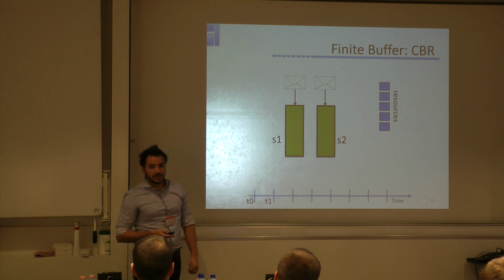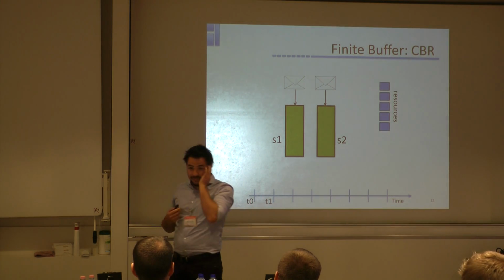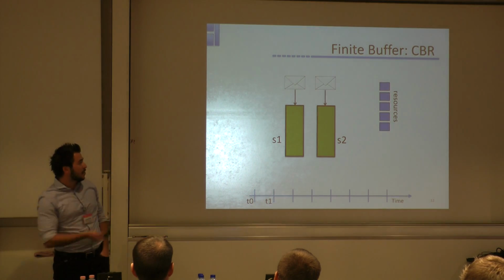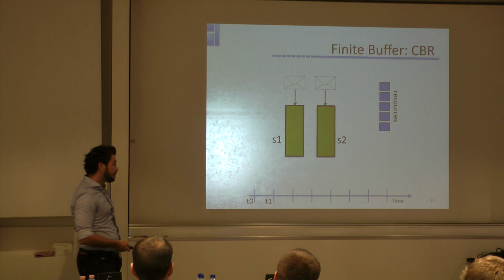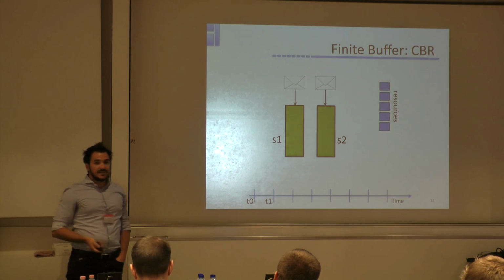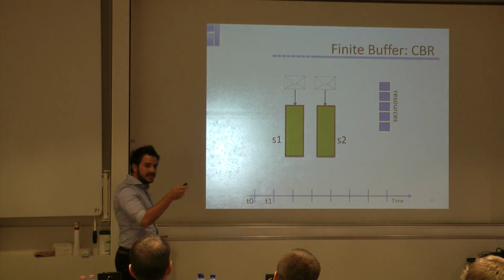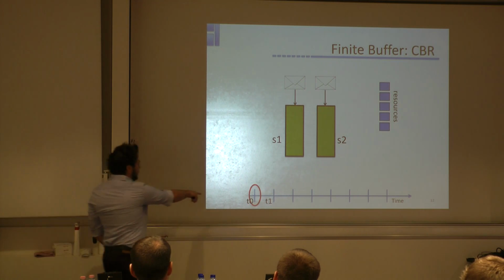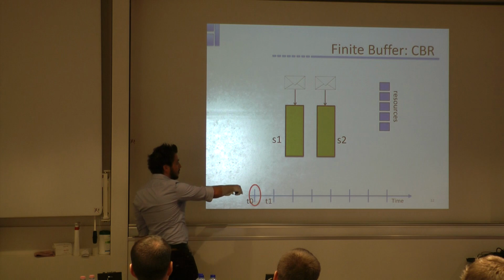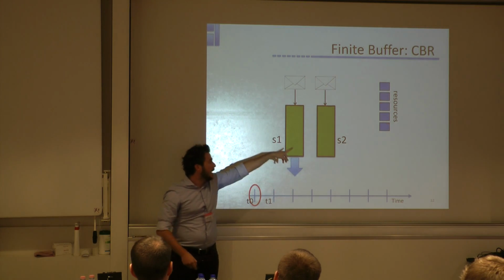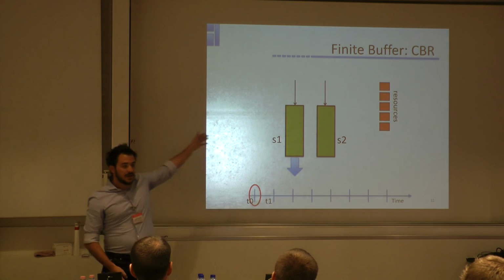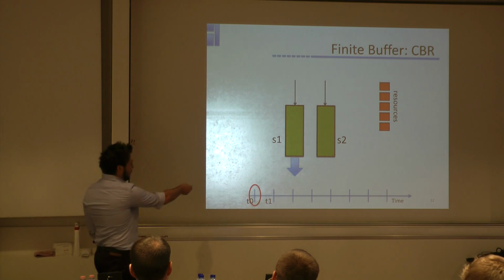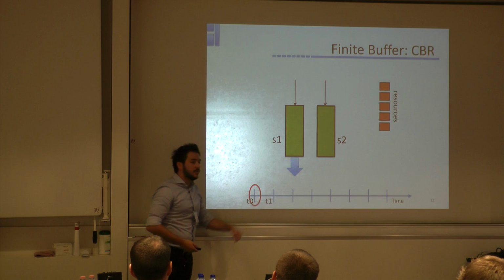We have as input a finite buffer, for example, a CBR, constant bitrate input. In the same case, if we apply exactly the same algorithm, we will probably obtain something like this. At T0, we apply the same algorithm, we select this queue, allocate all the resources. First step. What will happen after we process this?